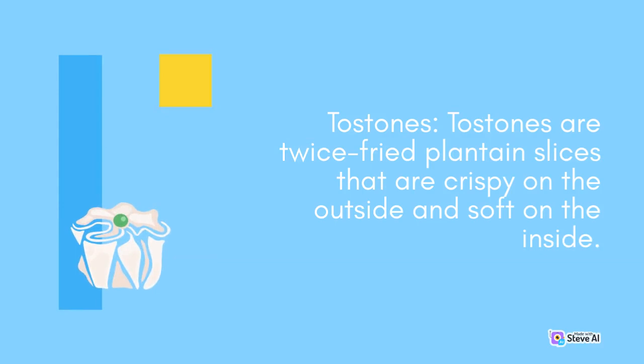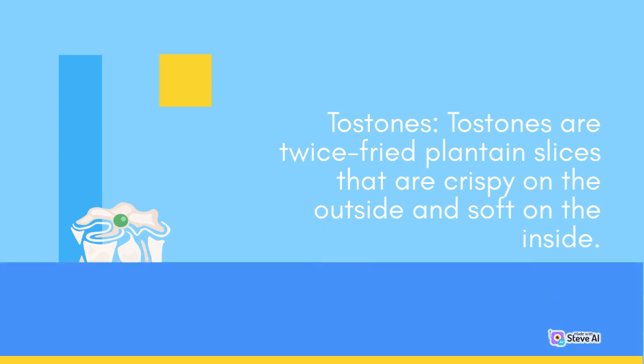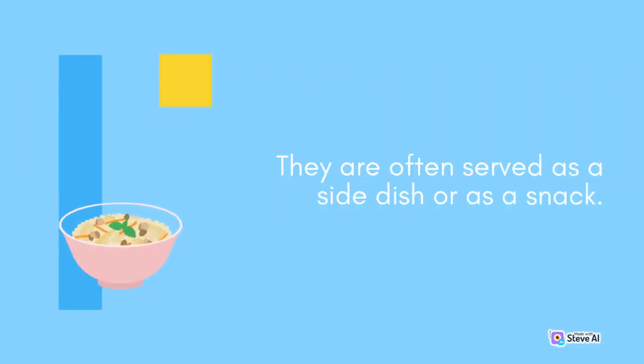Tostones. Tostones are twice fried plantain slices that are crispy on the outside and soft on the inside. They are often served as a side dish or as a snack.